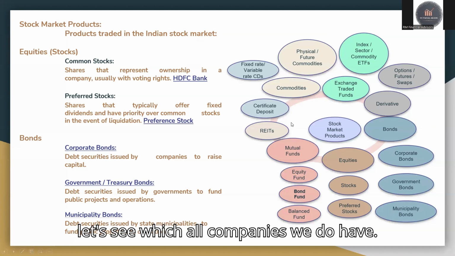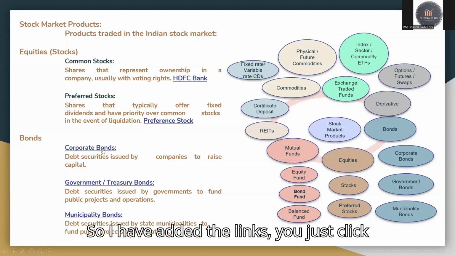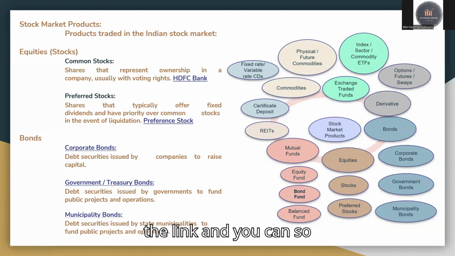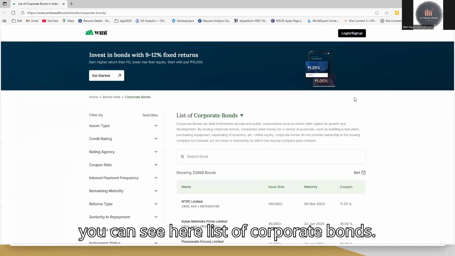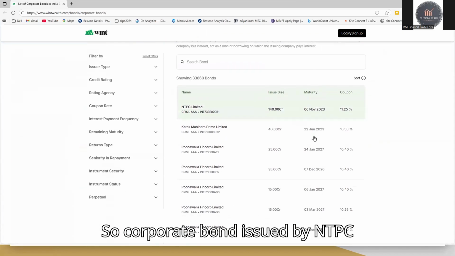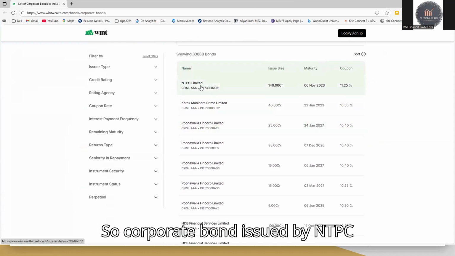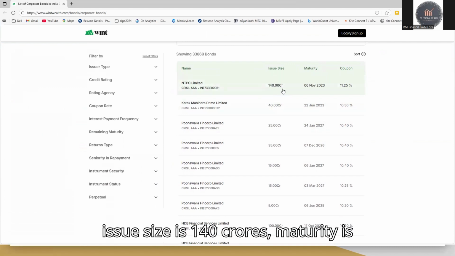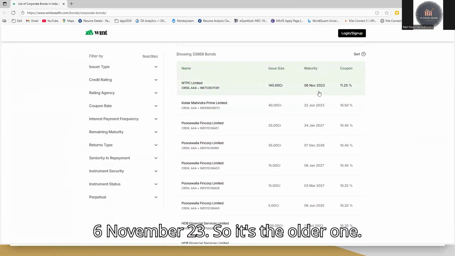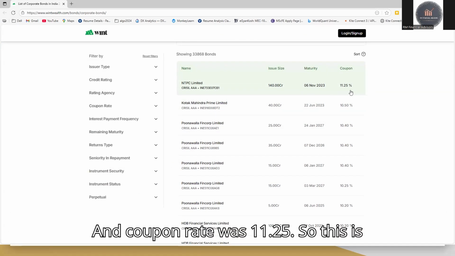So let's see which companies we have. I have added the links. You just click the link. So you can see here the list of corporate bonds. A corporate bond issued by NTPC, issue size is 140 crores, maturity is 6 November 23, so it's an older one, and the coupon rate was 11.25.